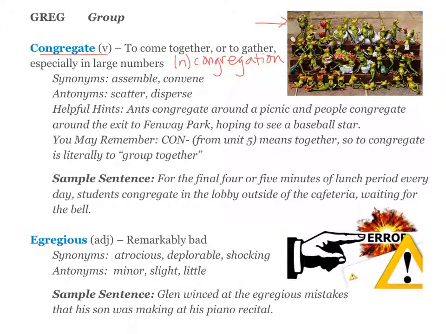Your sample sentence says, for the final 4 or 5 minutes of lunch period every day, students congregate in the lobby outside of the cafeteria waiting for the bell. So a large group of people coming together would be congregating.